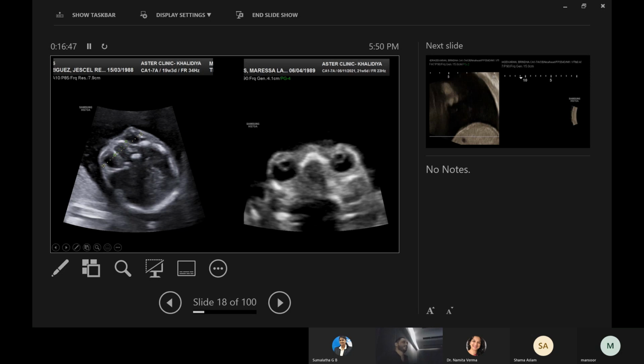So these are the orbits, these are the lenses. Look for cataract, and sometimes you see the hyaloid artery coming here. That is normal.